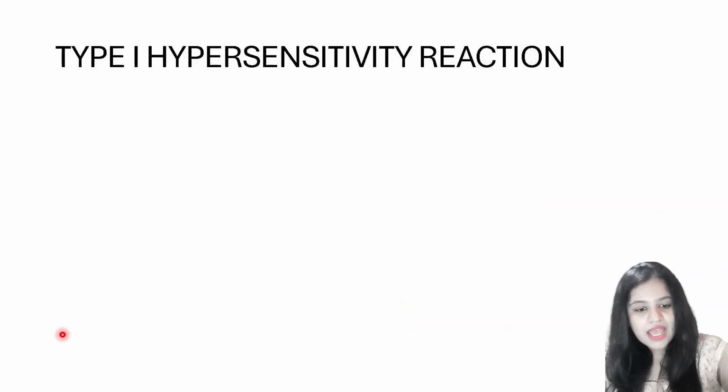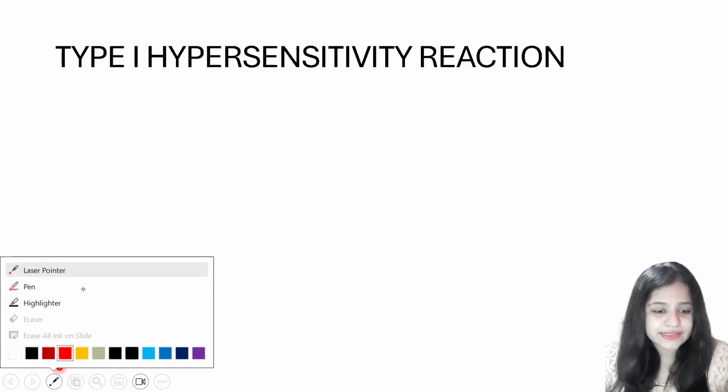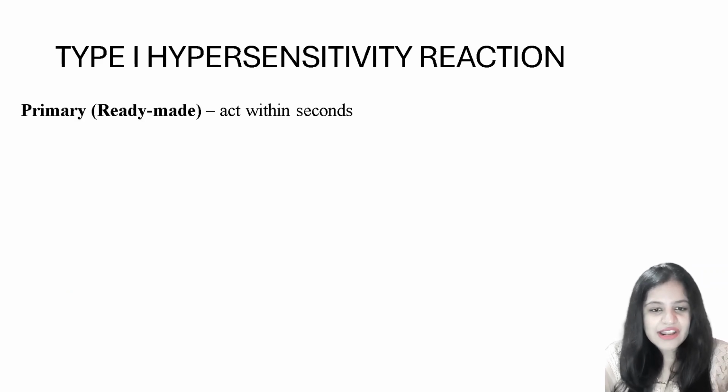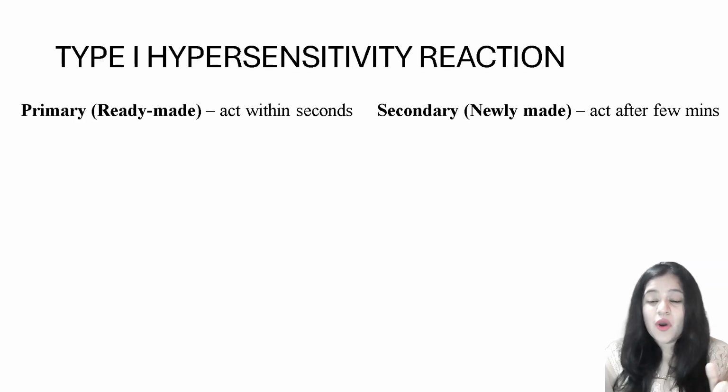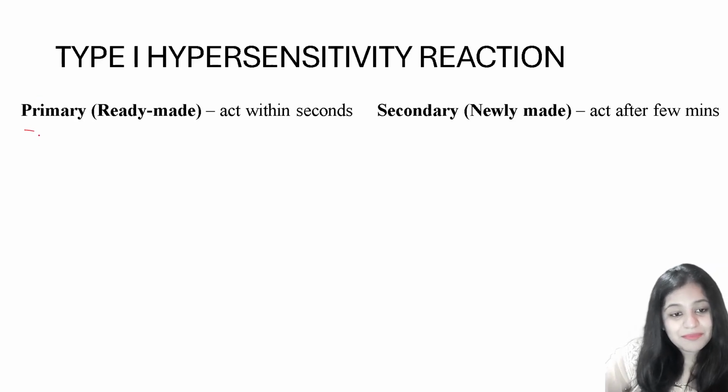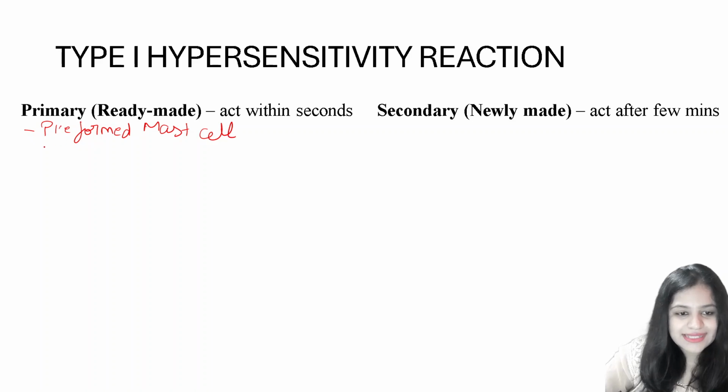Okay. Now let's see what are these mediators. How many types of mediators are there? It is two types. One is primary, ready-made mediators which act within seconds. Second is your secondary or newly made, which acts after a few minutes. You see, your primary mediators are preformed in your mast cells. Examples are histamine, your serotonin.